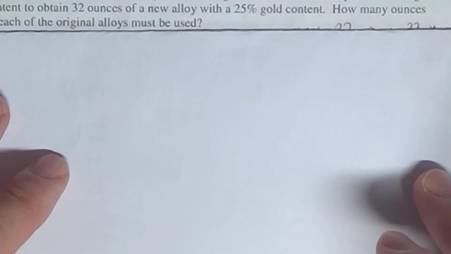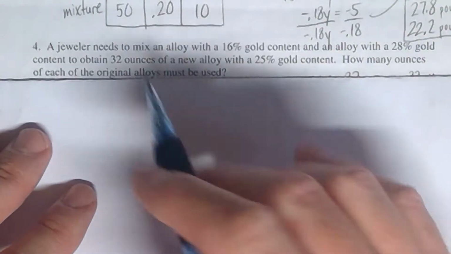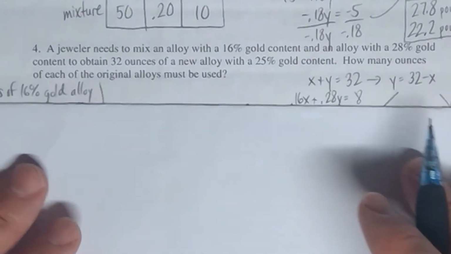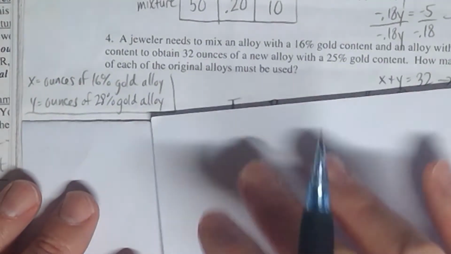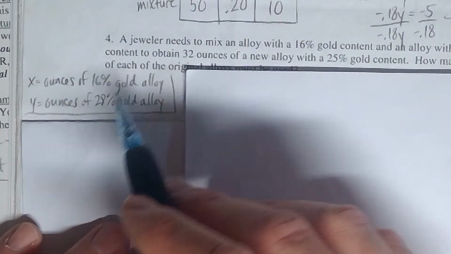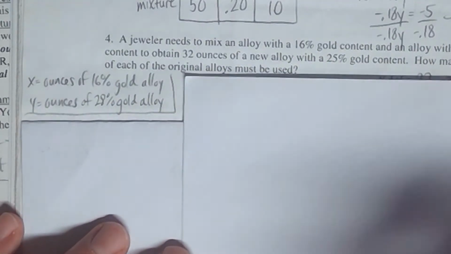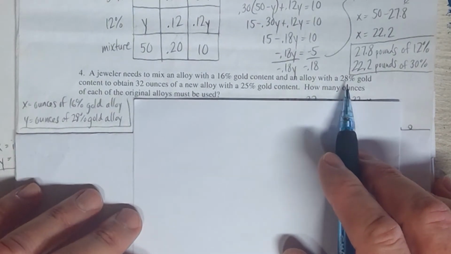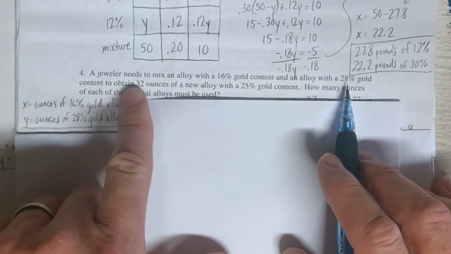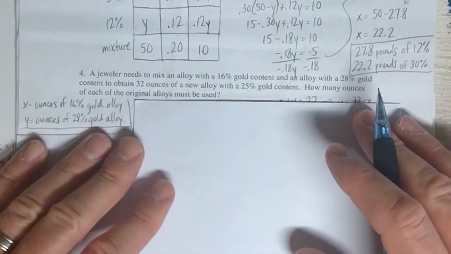Okay, so again here in number 4, we're talking about, it says how many ounces of each of the original alloy metals must be used, and so they want to know, not the pounds this time, but the ounces. And so the ounces for each one, and it says original alloys. Those are the 16 and 28% gold alloys. Sorry, I need to zoom out there a little bit more. There we go. And the 16% and the 28% gold alloys, because those are the original alloys before they mixed them together to create this brand new one that's 25. All right. So that's what we're looking for.